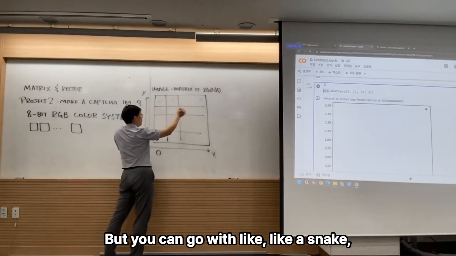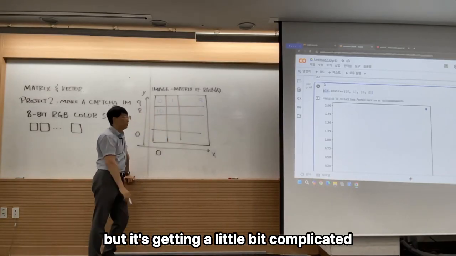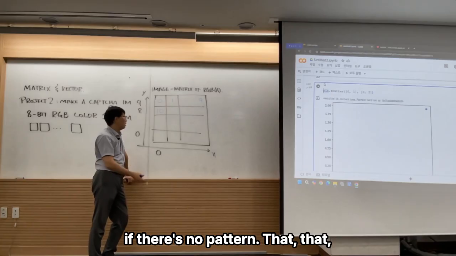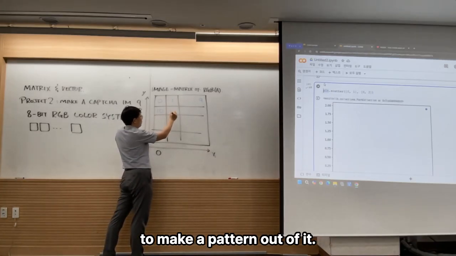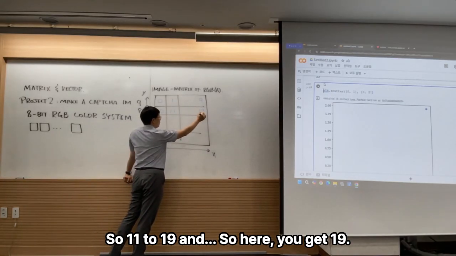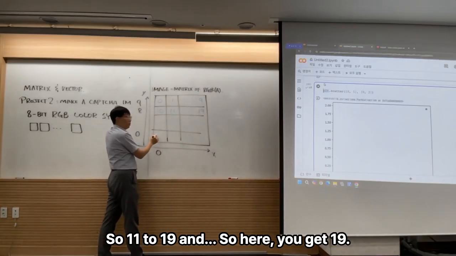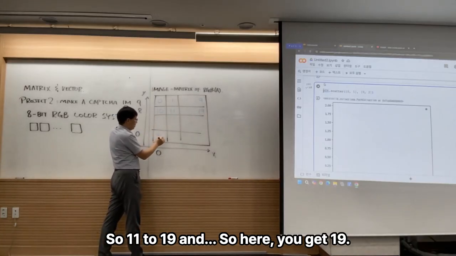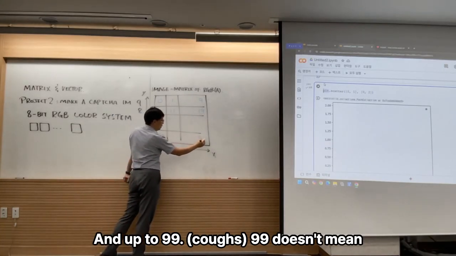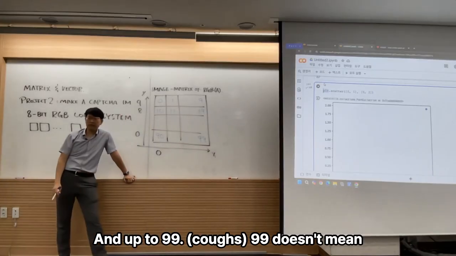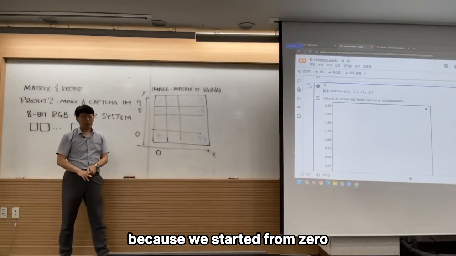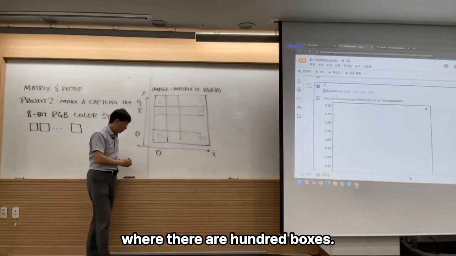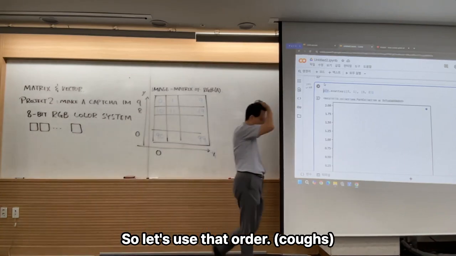You can go like a snake, but it's getting a little bit complicated. There's no pattern, which makes it a little bit harder to make a pattern out of it. So 11 to 19, and so on, up to 90 and then 99. 99 doesn't mean that you have 99 boxes, because we started from 0, so there are 100 boxes. So let's use that order.